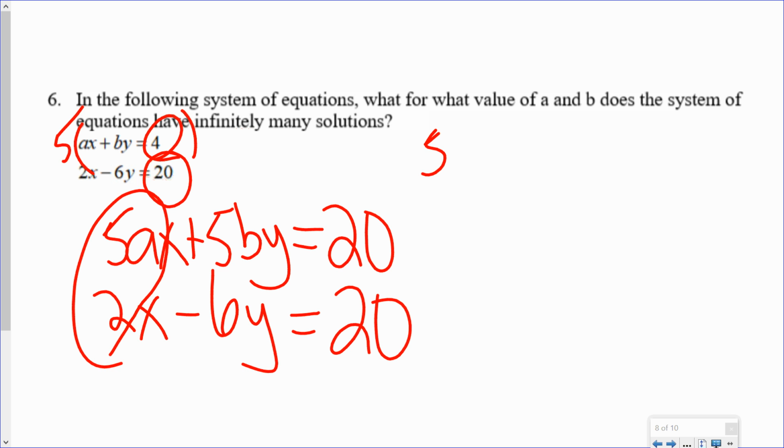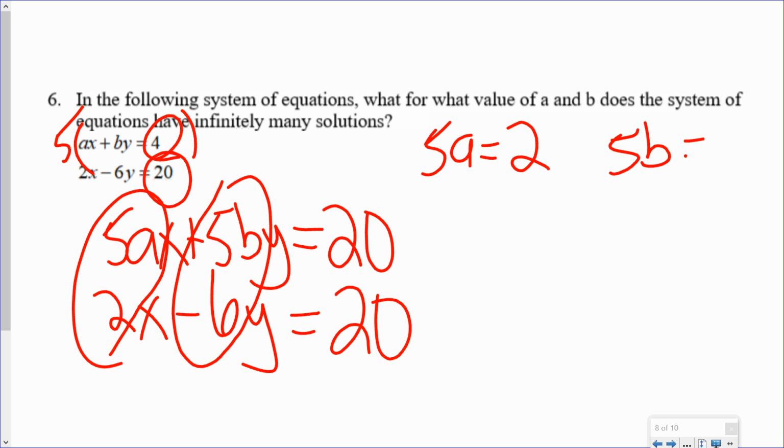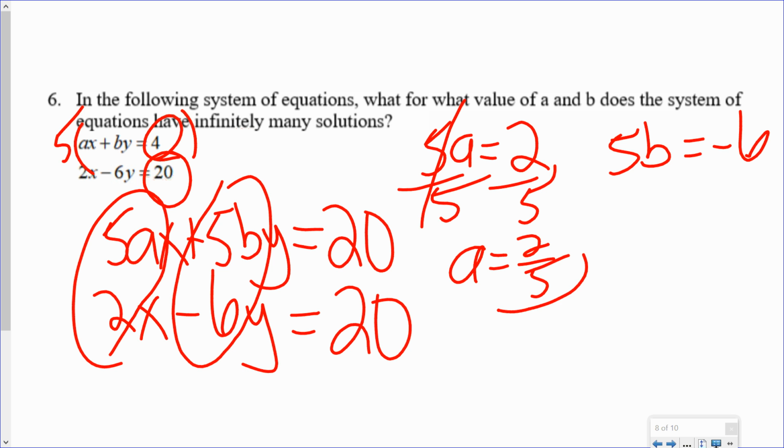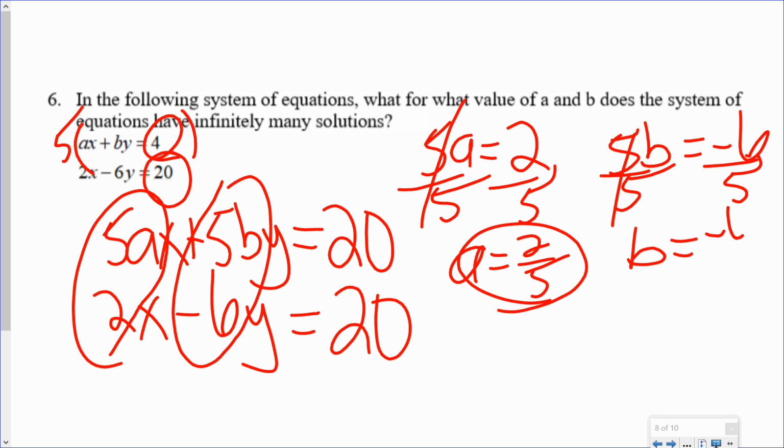So 5a must be 2, and 5b must be negative 6. So a must be 2 over 5, and b must be negative 6 over 5. Again, in order for them to have infinitely many solutions, they have to be the same exact equation. So I multiply one of them by whatever I need to get something to match, and then from there I compare the rest of them.